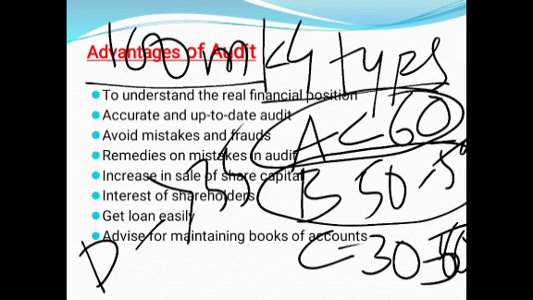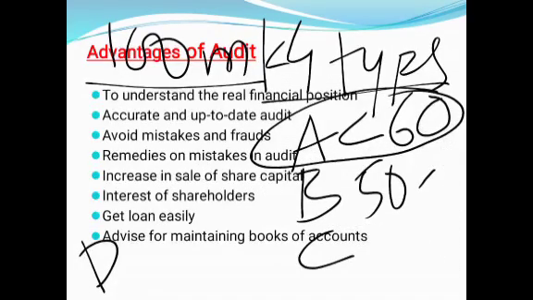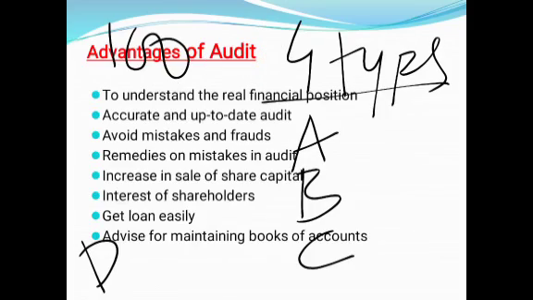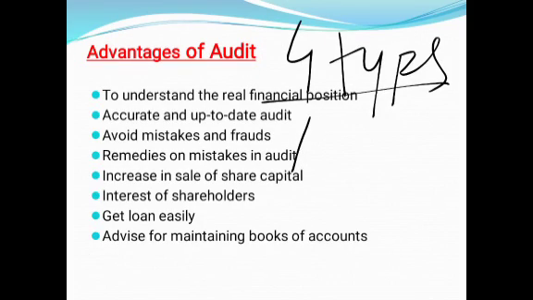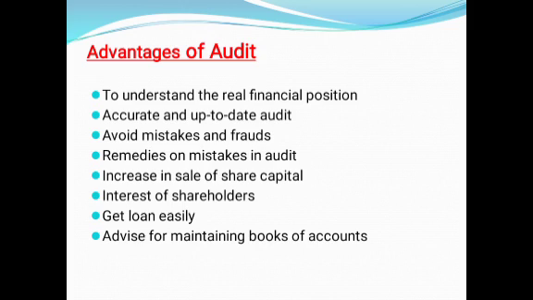We call it an audit report. So these are the four types here. Then we will see what the advantages are. So, the advantages: first, to understand the real financial position. When you have to prepare the audits, we have to know what the profit is, what the loss is, how much investment we have made, what dividend we have given to the members, what bonus we have to pay, and how much we have to reserve. So every financial position can be understood here.